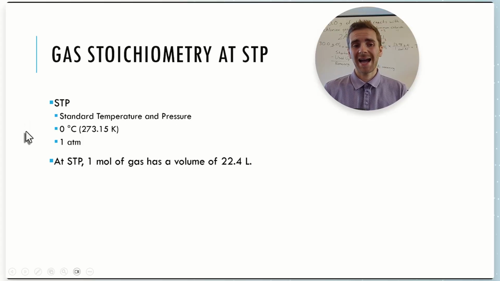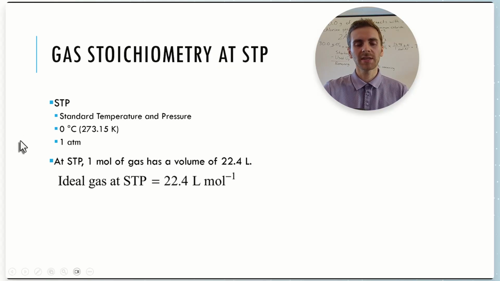Now, when we are at STP, it turns out that 1 mole of a gas has a volume of 22.4 liters. This is how that information is presented on the AP Chemistry formula sheet. Okay, a negative first exponent means it's in the denominator, so this is saying 22.4 liters per mole, which is the same thing as this.